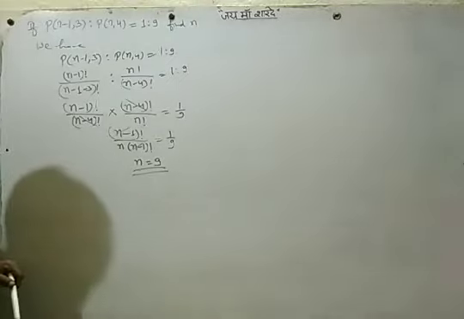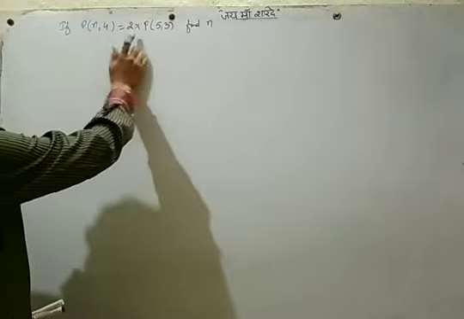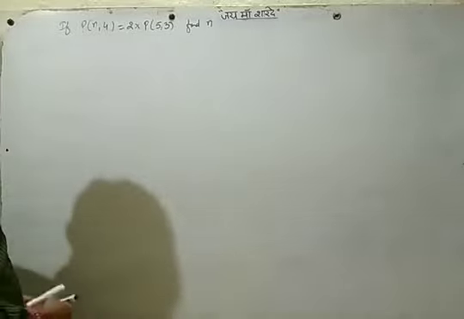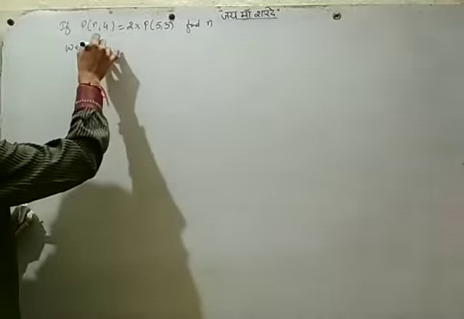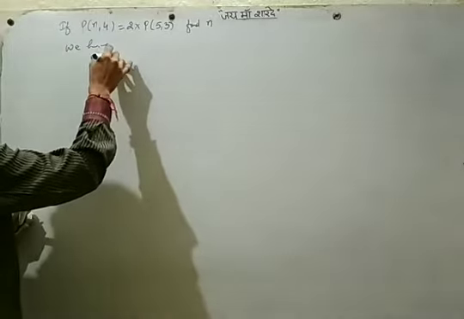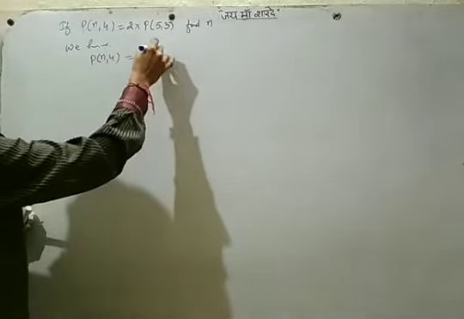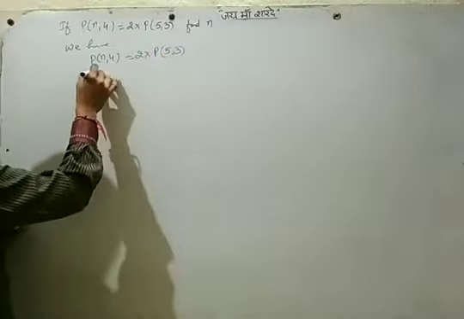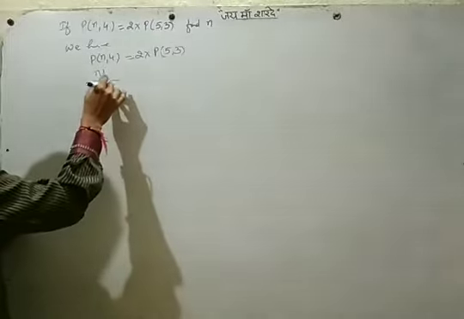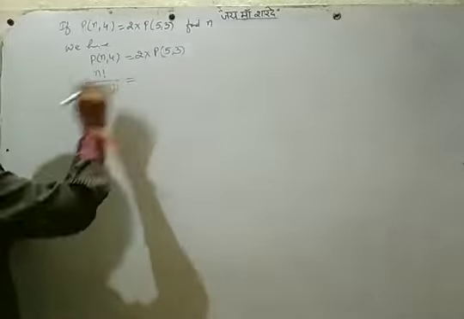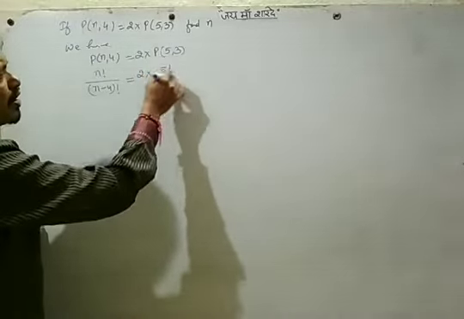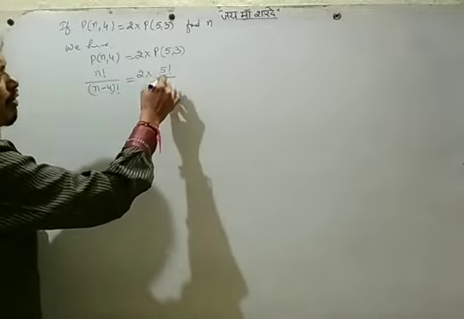Okay? Now the question is, if P(n, 4) is equal to twice of P(5, 3), then what is the value of n? So what we have, P(n, 4) is equal to twice of P(5, 3). So it can be done as n factorial upon (n minus 4) factorial, equal to 2 into 5 factorial upon 5 minus 3, where n is 5 and r is 3.